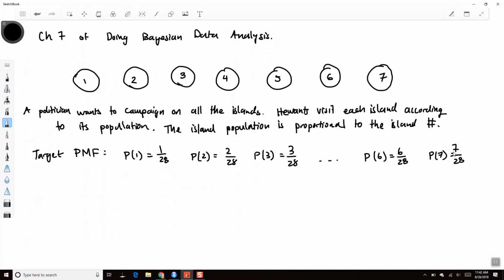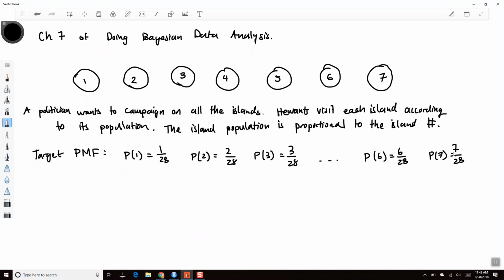And so this is his target PMF, okay? Target distribution that we want. But we're going to pretend that it's easy to sample directly from this distribution, but we're going to pretend that we can't. And so instead, we're going to design a Markov chain so that the resulting Markov chain will have a stationary distribution equal to the target distribution.